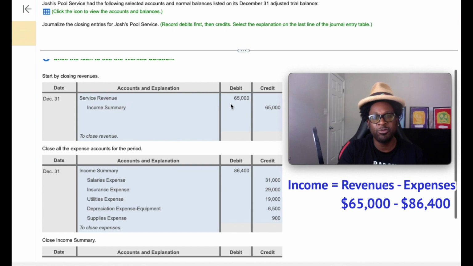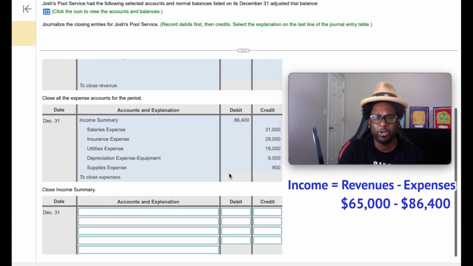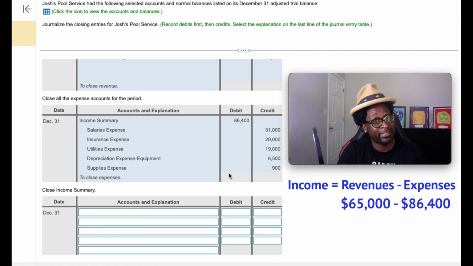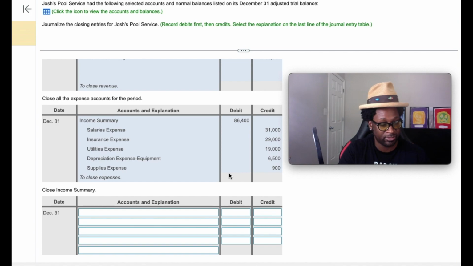We have revenue of $65,000 for the period. We also have total expenses of $86,400 for the period. So, do we have a net income or net loss? Obviously, gang, this is not good news because our expenses are higher than our revenues, which means we have a net loss. And if we subtract those two amounts, we know that our net loss is going to be for $21,400. So how does that affect retained earnings, gang?